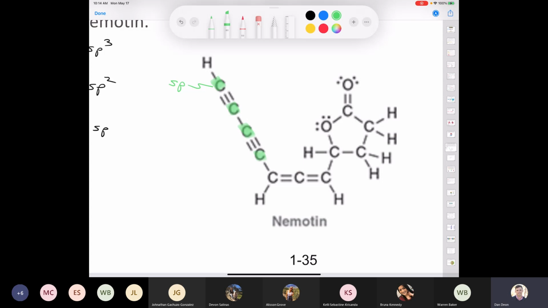Another carbon that would be sp hybridized, I guess, would be the one that's got the 2 pi bonds and the 2 single bonds as well. So that would mean this one here would be sp hybridized, and that covers that.